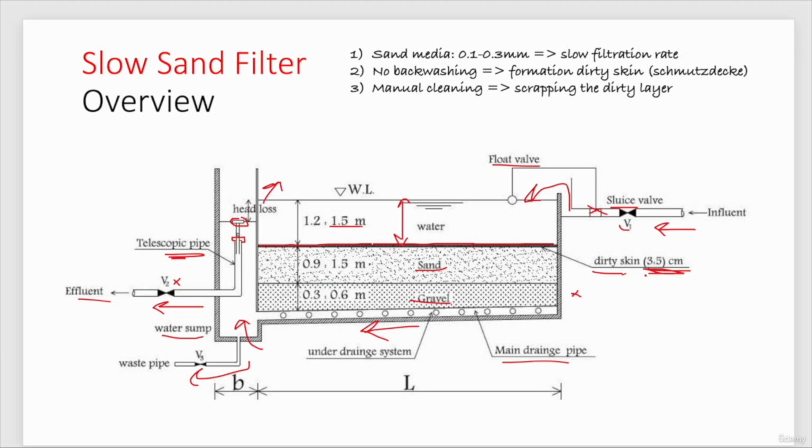We need at least 3 to 5 centimeters of dirty skin layer to have the biological activity. Otherwise, we cannot send our effluent to the reservoir. So this needs a few days. Then after the formation of the schmutzdecke, we will close V3 and we will reopen V2. So this is practically how a slow sand filter works. We will be detailing some components in the next few slides.